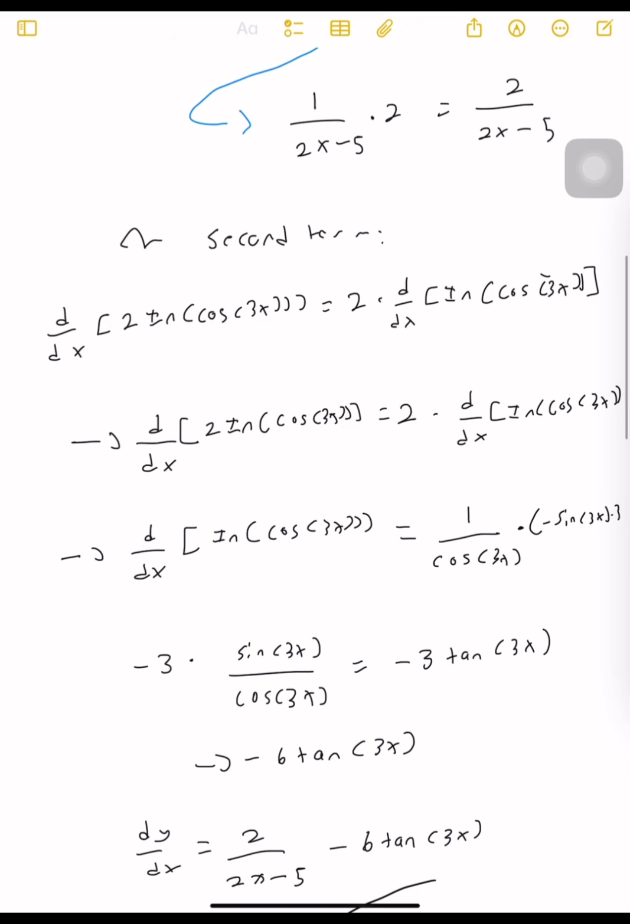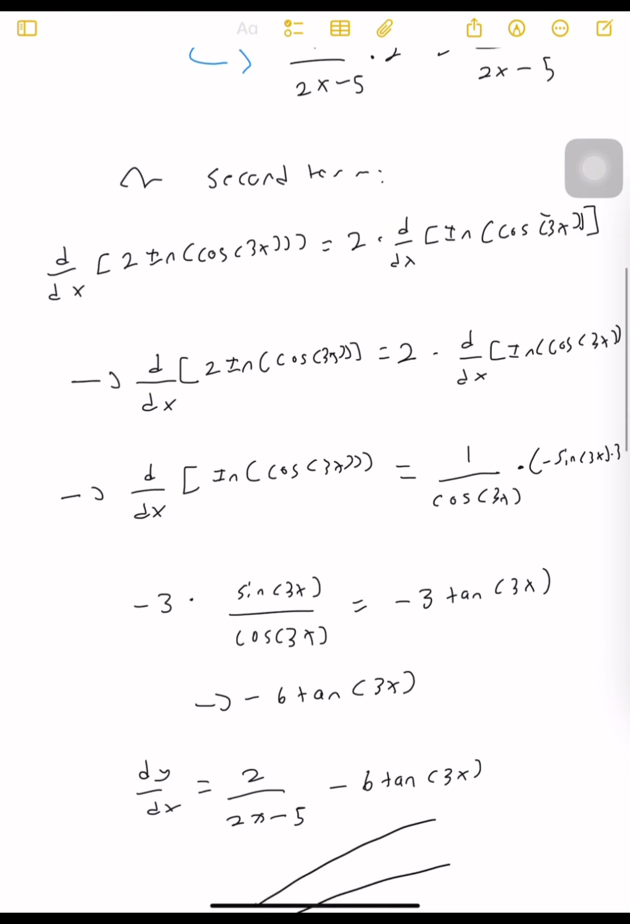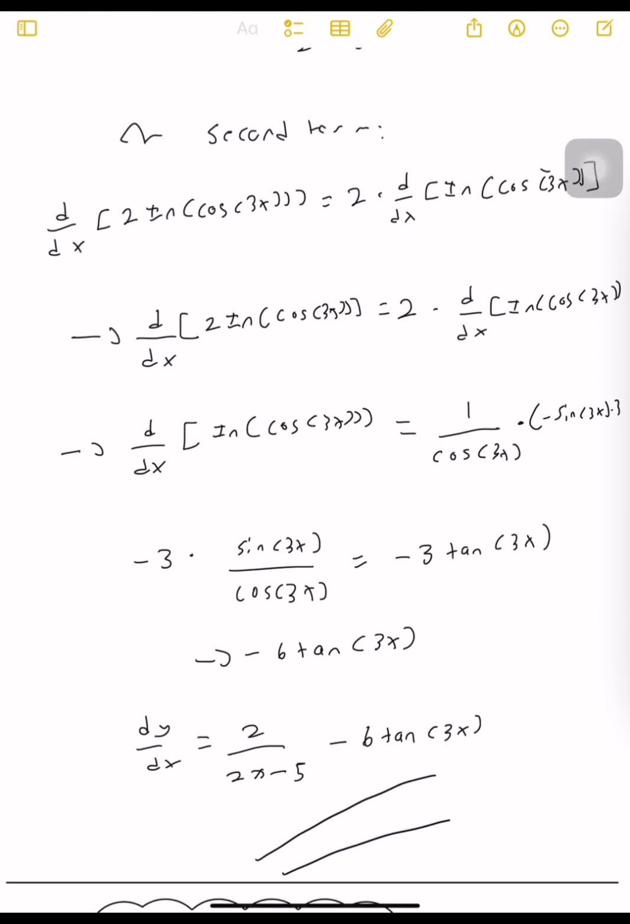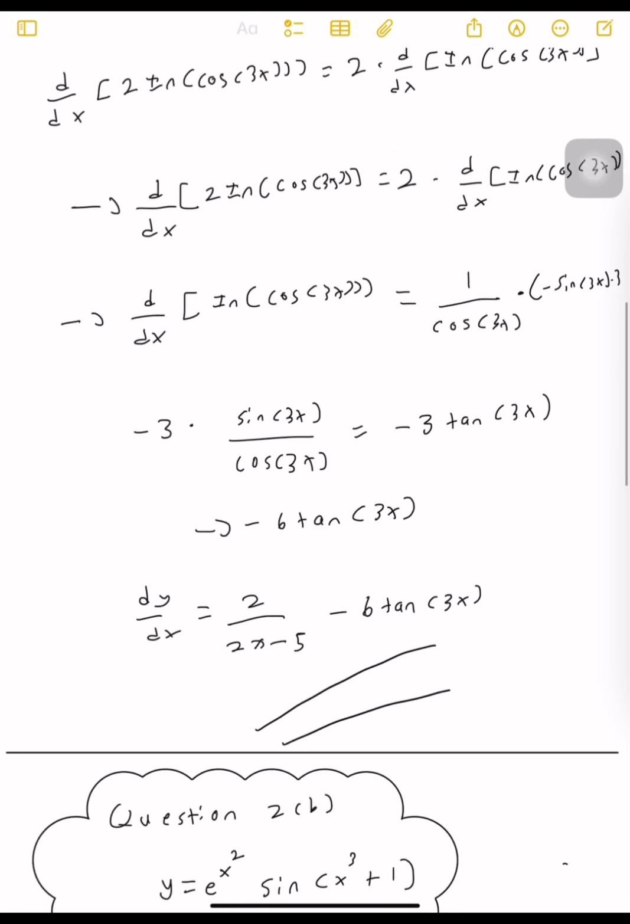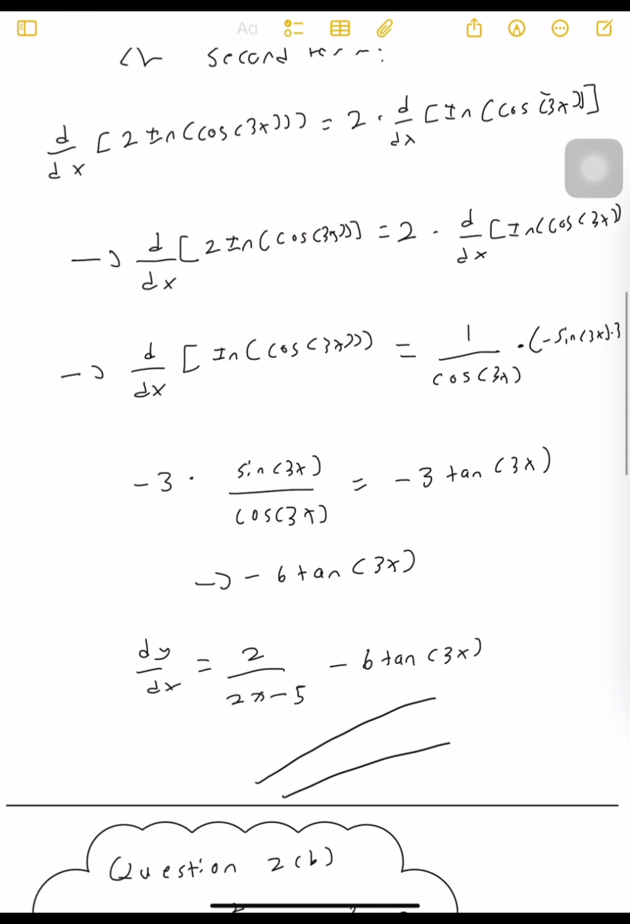So let's jump into the result. It will be 1 over cos 3x times negative sin 3x times 3, and negative 3 times sin 3x over cos 3x is equal to negative 3 tan 3x, because sin over cos is tan. We multiply it by 2, which is negative 6 tan 3x, and the final answer will be dy over dx equals 2 over 2x minus 5 minus 6 tan 3x.